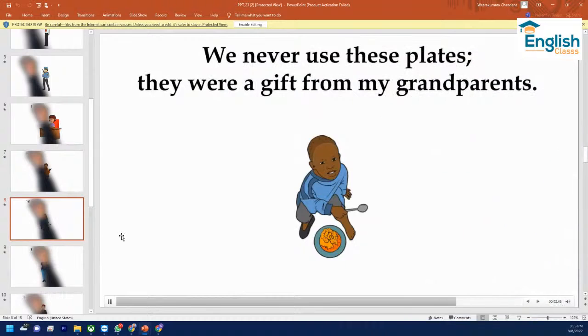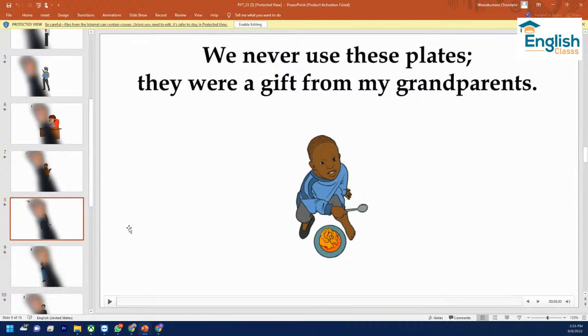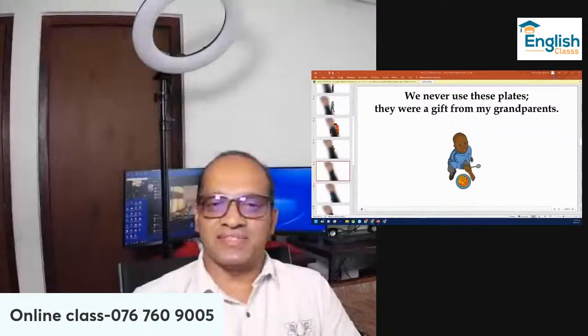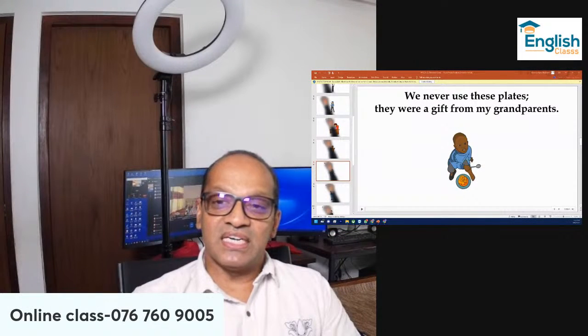Now look at this example given here. We never use these plates. Now we are discussing the use of never. You have to use the word never just before the verb. What is the verb here in this sentence? Use. We never use these plates. They were a gift from my grandparents. Therefore, we never use them.